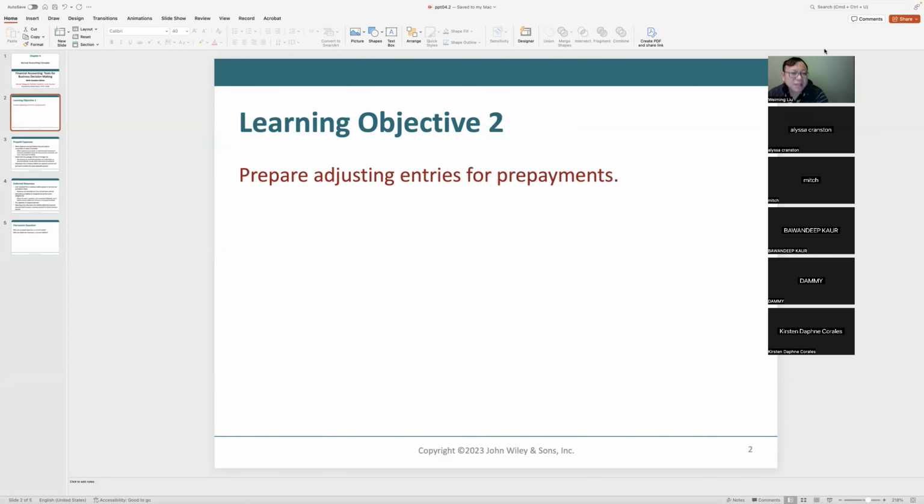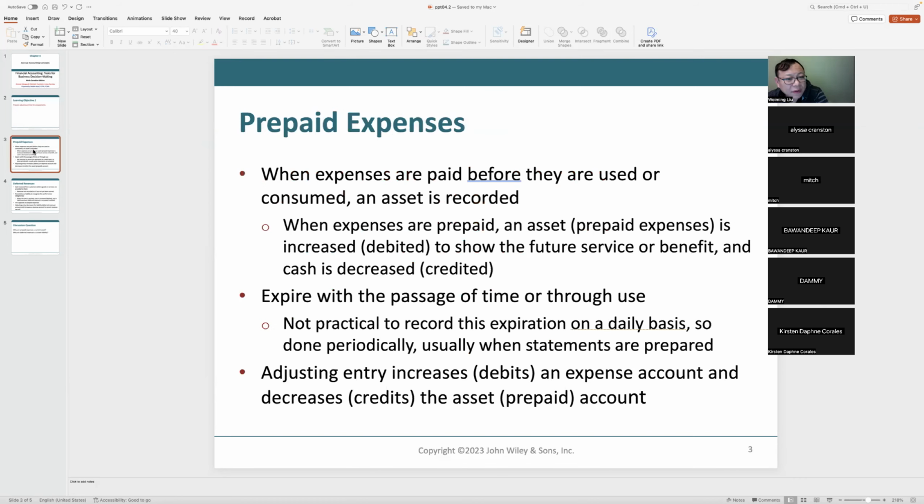So the second learning objective is to prepare adjusting entries for prepayment. What are prepaid expenses? When expenses are paid before they are used or consumed, an asset is recorded. So payment is before the event. That is the prepaid. Okay? Payment is before the event.